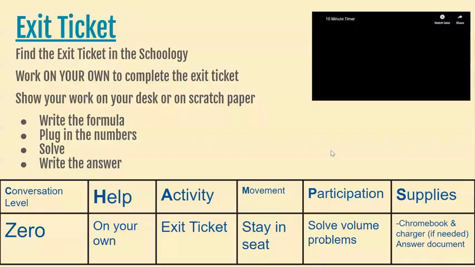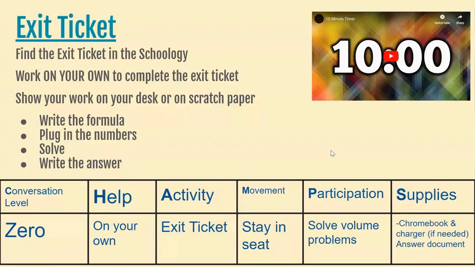All right? And after that, you have an exit ticket posted in Schoology. Work on your own and complete the exit ticket. Show your work on your desk or scratch paper. Write the formulas, plug in the numbers, solve, and write the answer. Conversation level should be a 0. Needing help, you're on your own. Exit ticket. Stay in your seat.